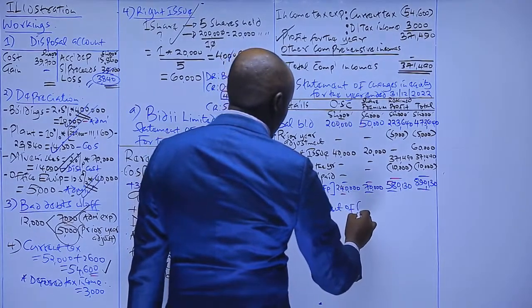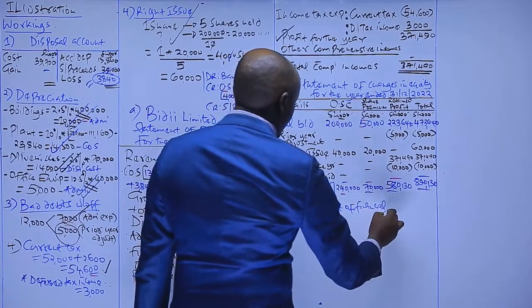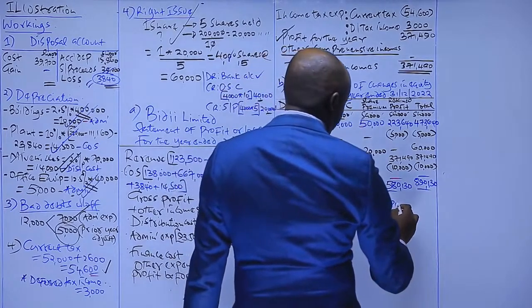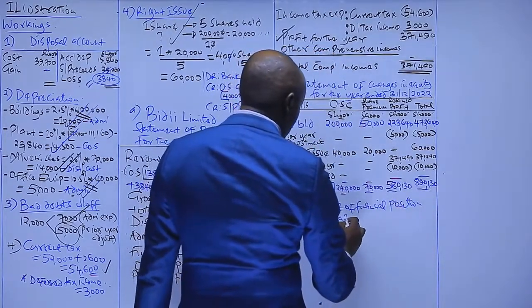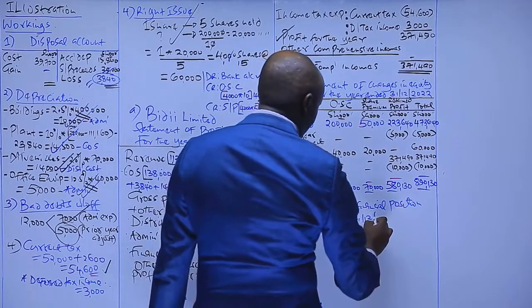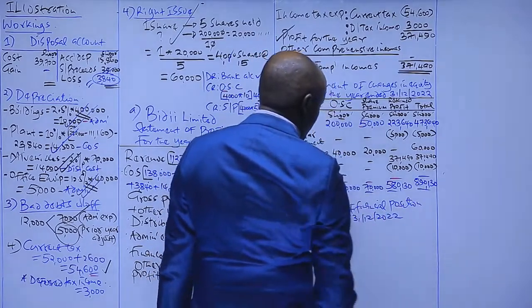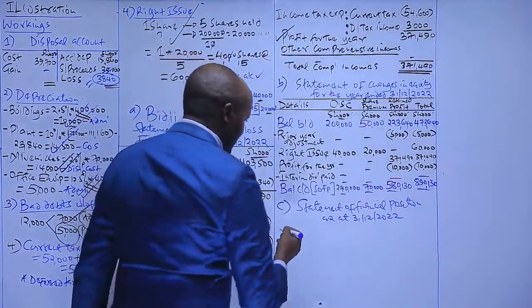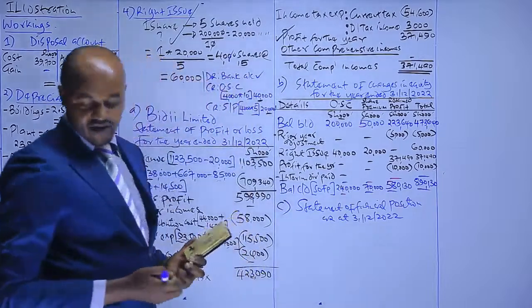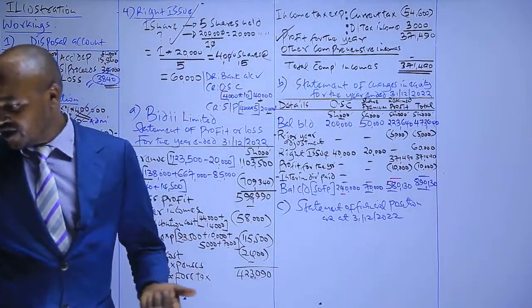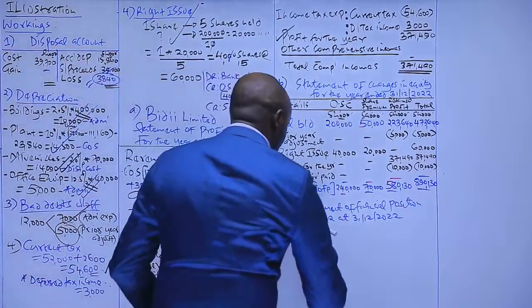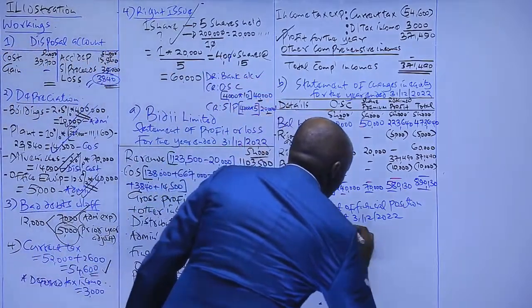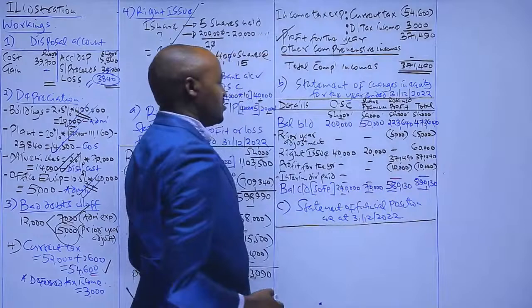Statement of financial position as at 31st of December 2022. So this is quite simple because we have most of the items to be included here. For example, we have all the items of what?